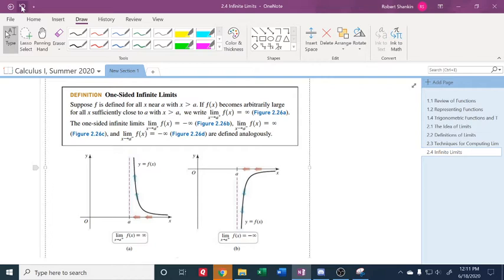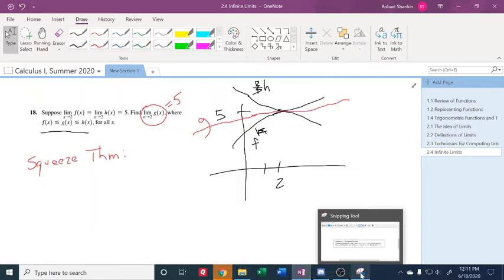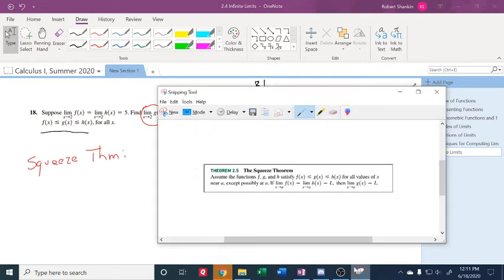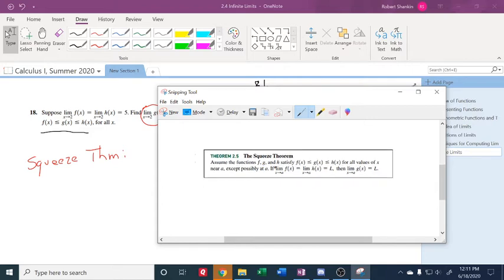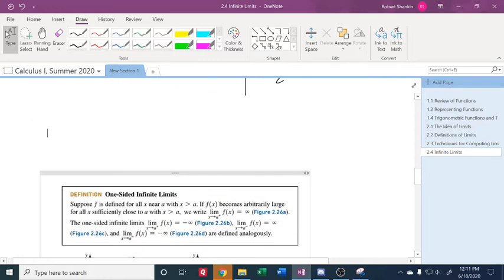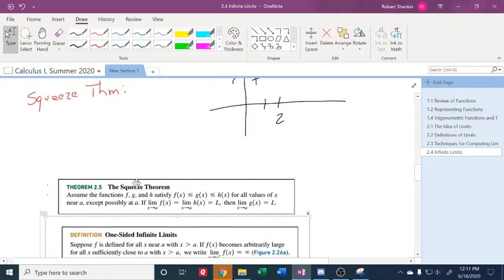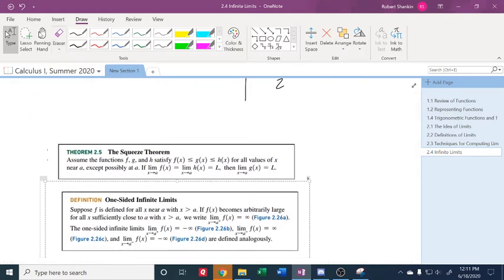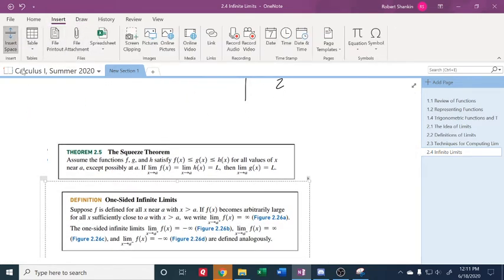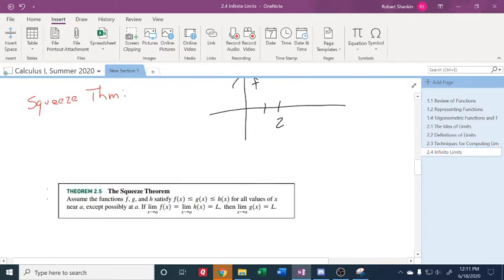Oops. Let's come back here. Oh, should have it. Should be just the squeeze theorem. Oh, okay. Maybe it was doing it right all along. And let's give myself some more space.